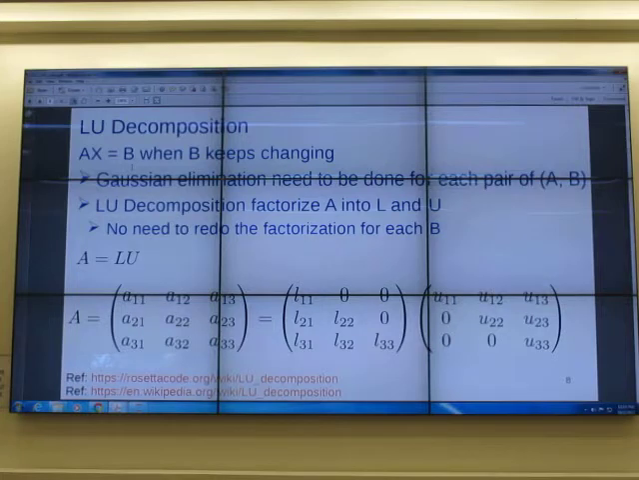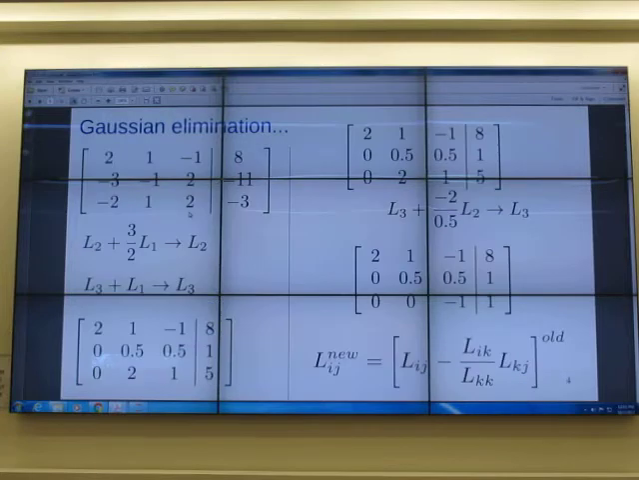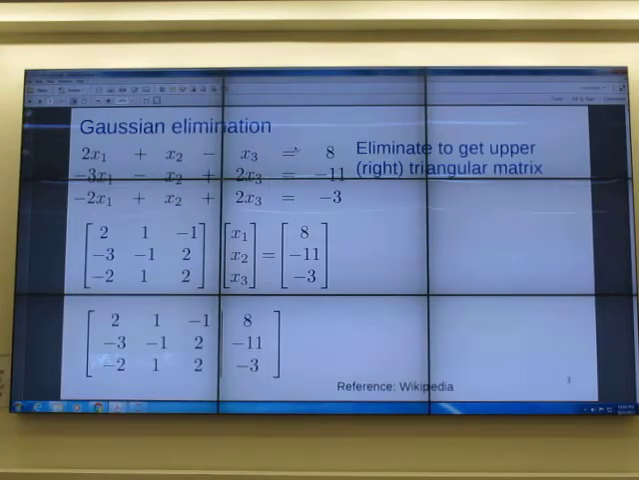Gaussian elimination needs to be done for each pair of A and B. Do you think that's true? Look at this. The first step is you append B to the main matrix A. You have AX equal to B, you append B to A, and then you do elimination and then you do substitution.